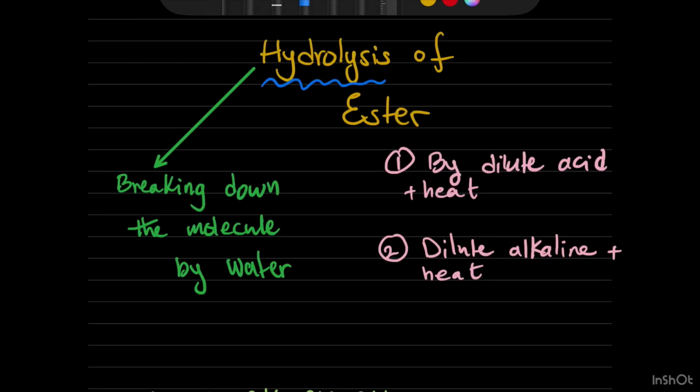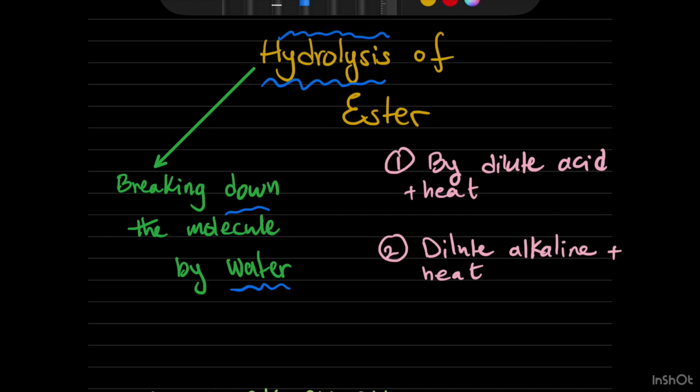Okay, and now let's go to the opposite of ester. If I want to break down the ester, what do we call the reaction? The reaction is called hydrolysis, and generally hydrolysis could be applied to molecules other than ester. Hydrolysis means breaking down the molecule by water. So today we're going to break down the ester by 2 methods.